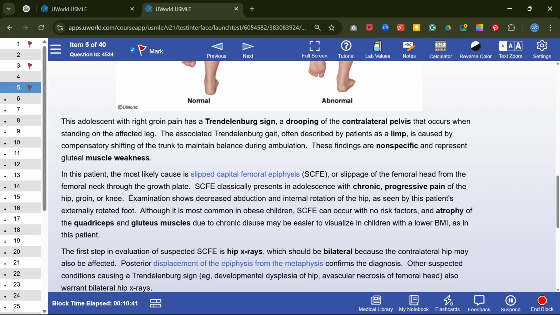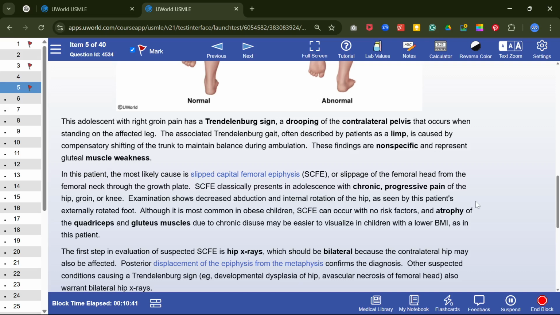Although it is common in obese children, slipped capital femoral epiphysis can occur with no risk factor. Atrophy of the quadriceps and gluteus muscles due to chronic disuse may be easier to visualize in children with a lower BMI, as in this patient. The first step in evaluation of slipped capital femoral epiphysis is hip X-ray, which should be bilateral because the contralateral hip may also be affected.